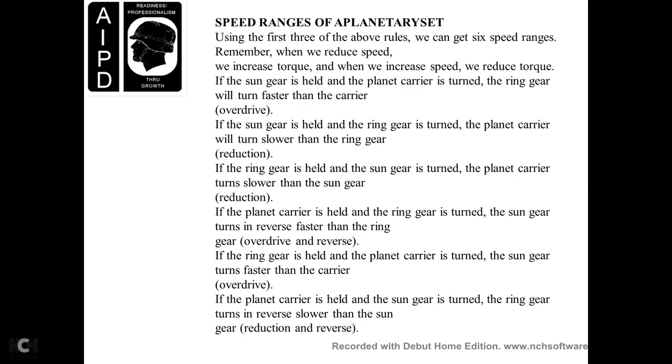Speed range of the planetary set. Using the first three of the above rules, we can get six speed ranges. But remember that when we reduce the speed, we increase the torque, and when we increase the speed, we reduce the torque.